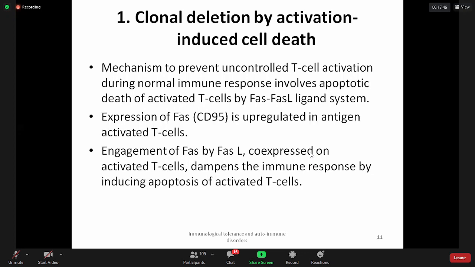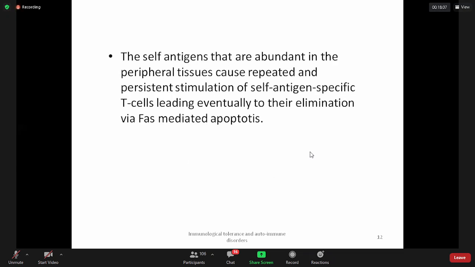Now, engagement of these cell surface death receptors by the cell surface ligand, which is co-expressed on the activated T cells, will dampen the immune response, and this will induce apoptosis of the activated T cell. So normally speaking, self-antigens are usually abundant in the peripheral tissues. And because of this, we tend to have persistent stimulation of these self-antigen specific T cells. And that stimulation will ensure that these are regularly eliminated through FAS-mediated apoptosis. Like I said, FAS is a cell surface death receptor.